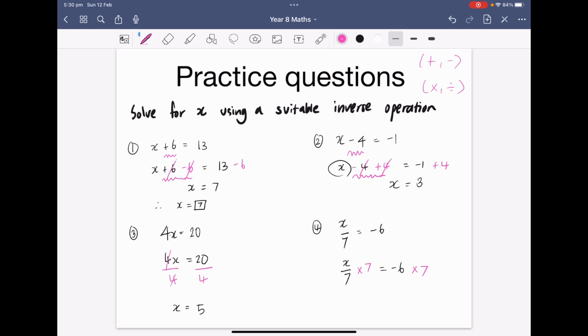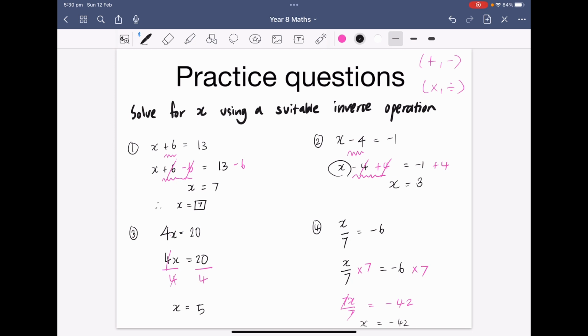This gives me 7x over 7 equals negative 42. 7 over 7 is equal to 1 because 7 divided by 7 is 1, so they cancel out. And that gives me x on the left-hand side, and my x is equal to negative 42.